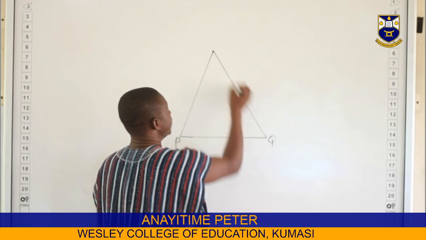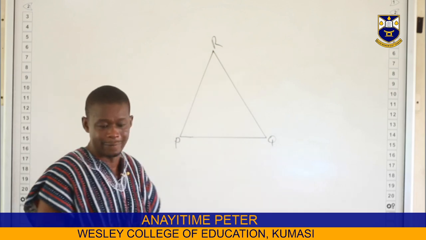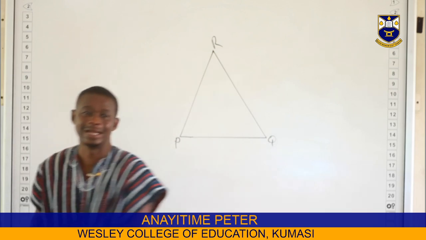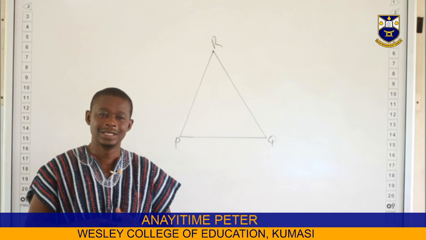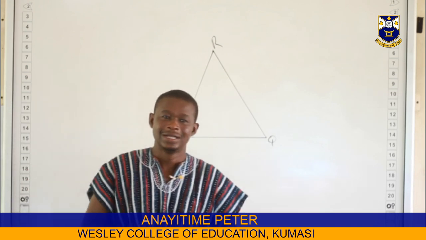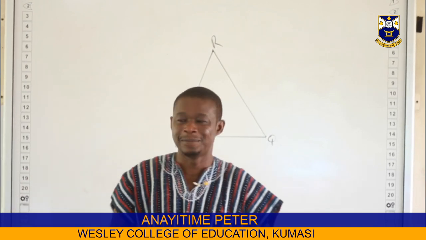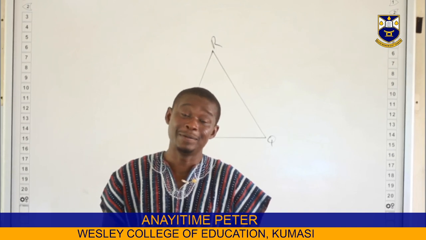P, Q, and then R. So we have our triangle P, Q, and R. Now, the first step, we are coming back to the bisection.